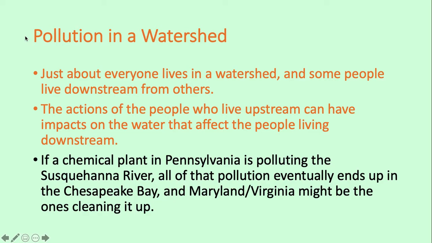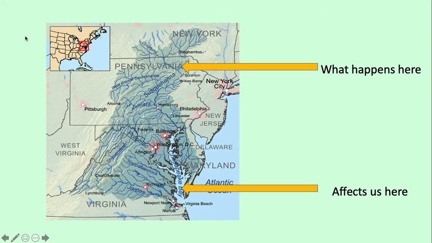Pollution in a watershed. Just about everyone lives in a watershed, and some people live downstream from others. The actions of the people who live upstream can have impacts on the water that affects the people living downstream. For example, if a chemical plant in Pennsylvania is polluting the Susquehanna River, and all of that pollution eventually ends up in the Chesapeake Bay, Maryland and Virginia might be the ones cleaning it up, because we've got the bay. So what happens upstream affects us downstream.